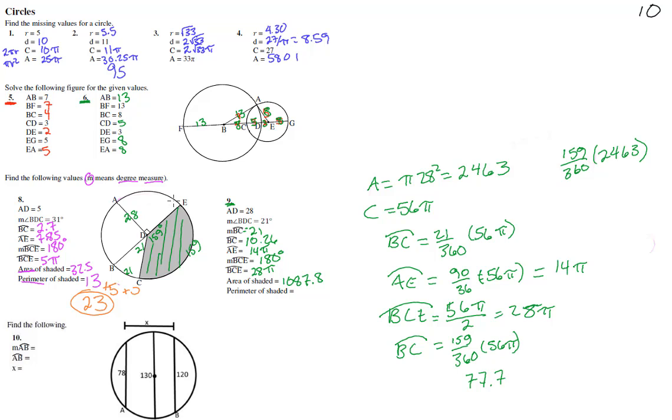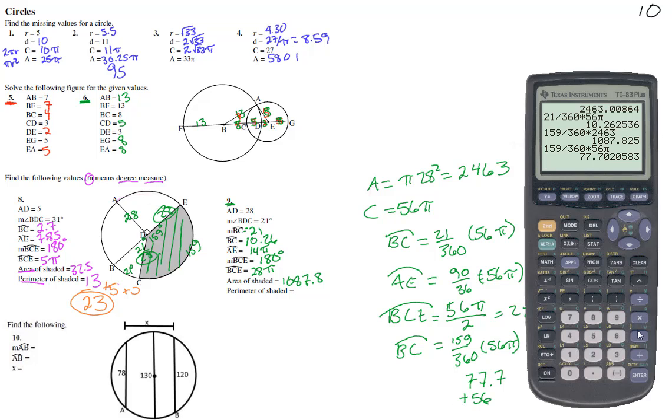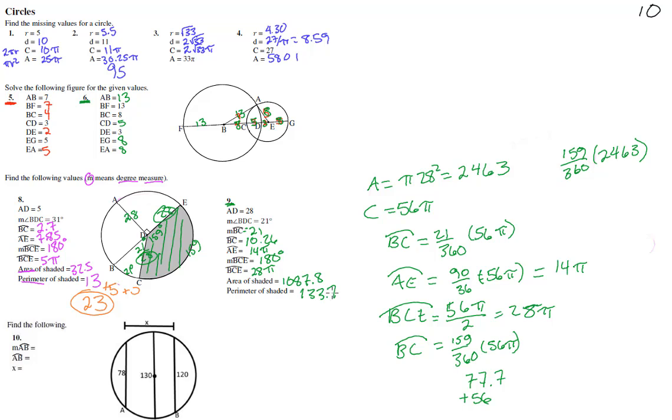Now notice that is not our whole perimeter of the shaded. We still have a 28 here and a 28 here. So 28 plus 28 plus that. So add that to 56. Plug that in, add that to 56, and we get 133.7. So notice this is going to be an area, so that's in inches squared or centimeters squared, and this will be in inches here. Good, okay, the last one.